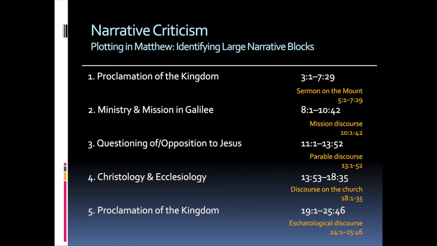Now, Mark had one of those himself in chapter 13, but clearly, as you can see, this one runs 2 whole chapters. And here we'll find parables and other teachings related to the end of times.